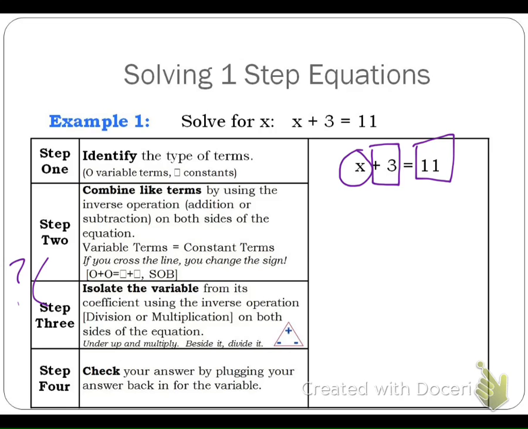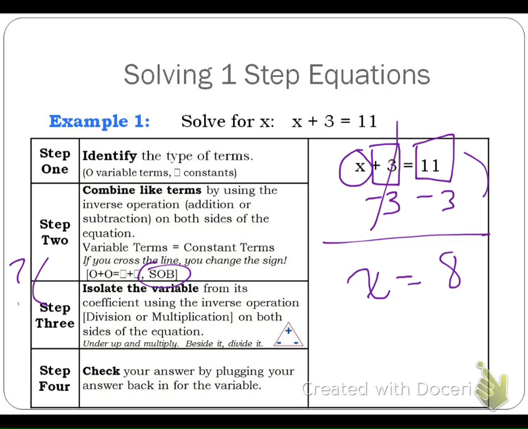Did you say 3? And what would you have to do to get rid of the 3? Create a zero pair. So we're going to subtract 3 from both sides of the equation so that we have that zero pair, and we follow the golden rule of whatever we do to one side, we have to do to the other. Then you draw your big fat line and combine your like terms. So x is equal to, and when you combine, you have to remember to use SOB. 11 and a negative 3 are opposite signs, so we have to subtract. 11 minus 3 is 8, and our bigger sign wins. So it stays a positive 8.